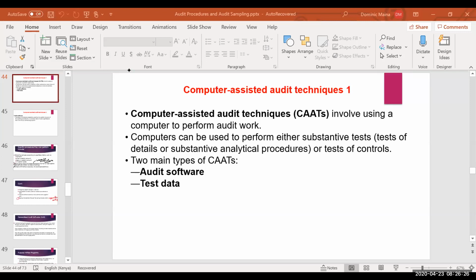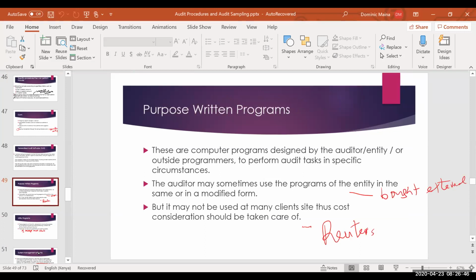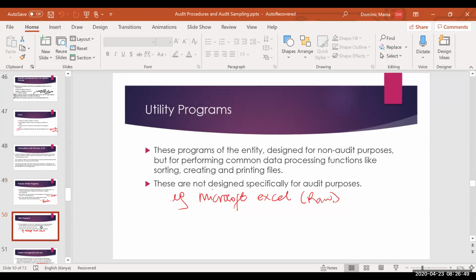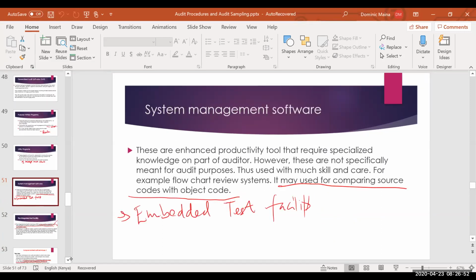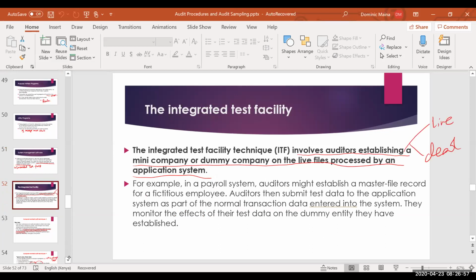Generally, we did say that you can classify the CATs into categories. We have the use of audit software, and the use of test data. Audit software, we classified into a number of categories: for example the GAS, the generalized audit software, the purpose written programs, the utility programs, the system management programs, as well as the integrated test facility, the ITF. So all these are some of the audit software that can help you out.